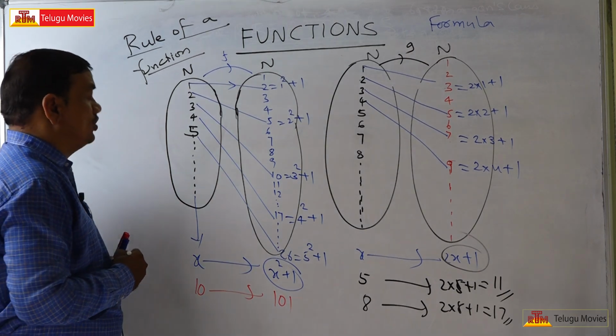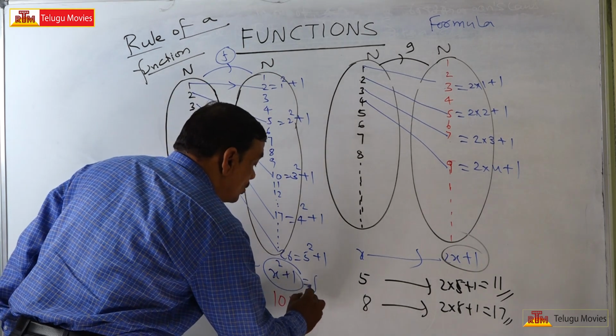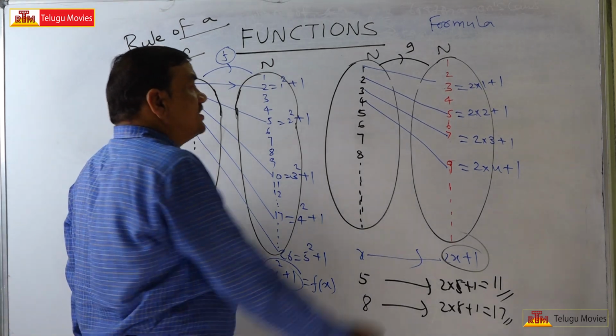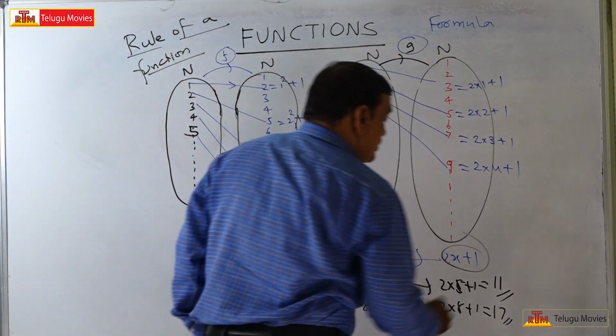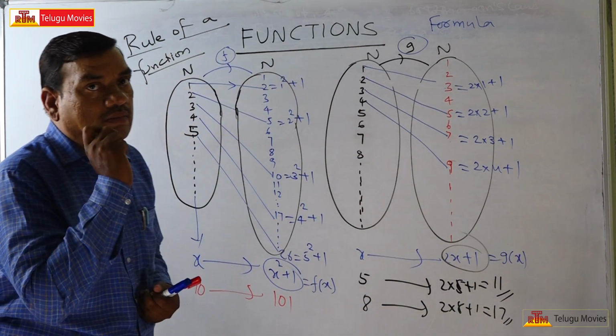Since the function name is f, this is denoted by f of x is equal to x square plus 1. Since the function name is g, this is denoted by g of x. g of x is equal to 2x plus 1.